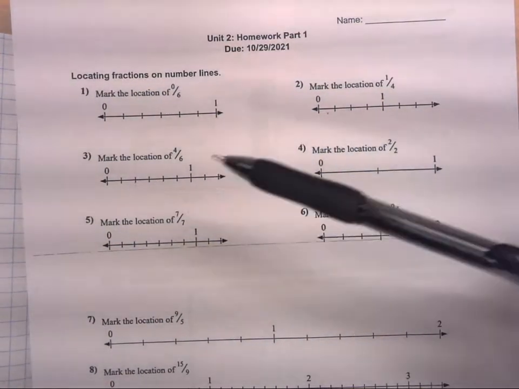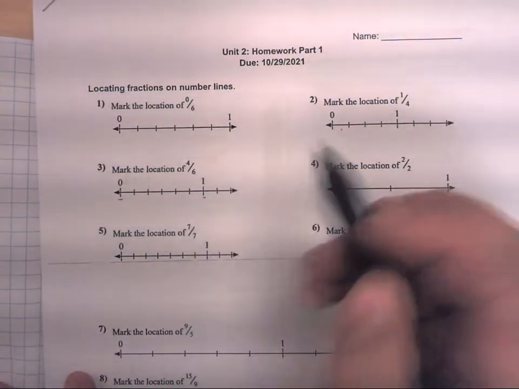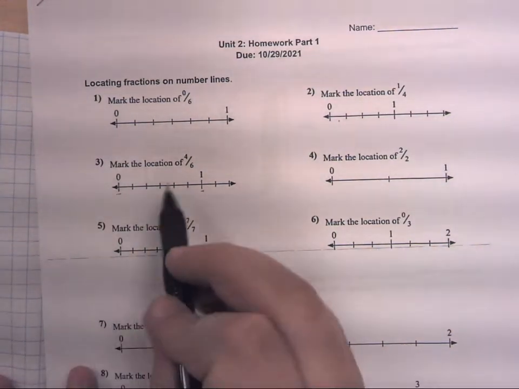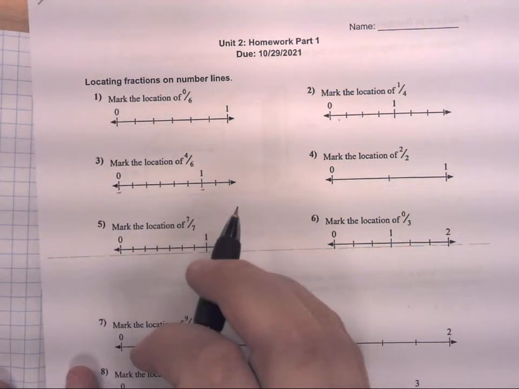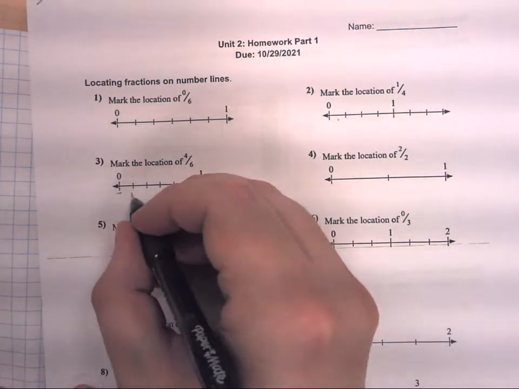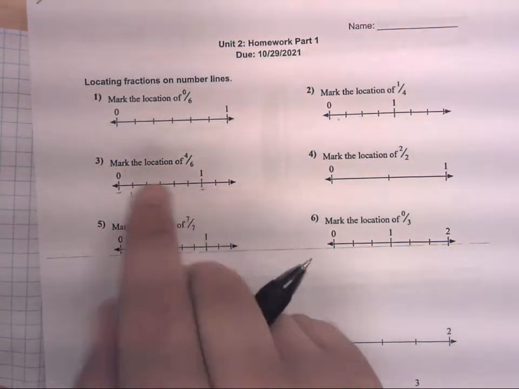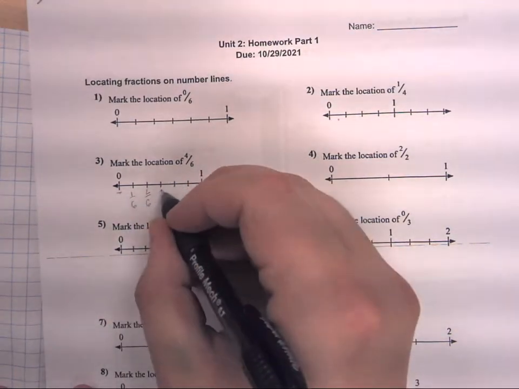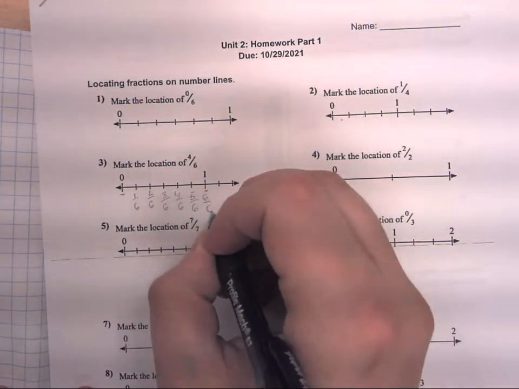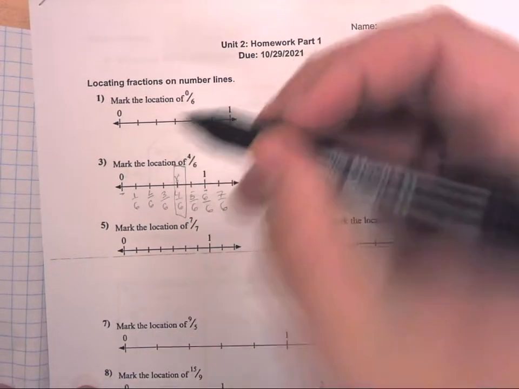So for instance, if we look at 3, for example, the distance between 0 and 1 here has been divided into 1, 2, 3, 4, 5, 6 equally spaced positions here. And we need to identify the location of 4/6. So if we understand that each of these tick marks shows a sixth, we can label those sixths and we can see the location of 4/6 would be located here.